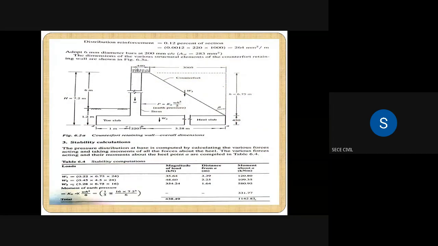So after calculating main reinforcement, next we are calculating distribution reinforcement. Distribution reinforcement is 0.12 percent of cross section, that is BD. So 0.12 percent is 0.0012 into BD, with this 220 mm, into 1000 for 1 meter length. So we are getting 264 mm square per meter. Distribution reinforcement is 264 mm square.